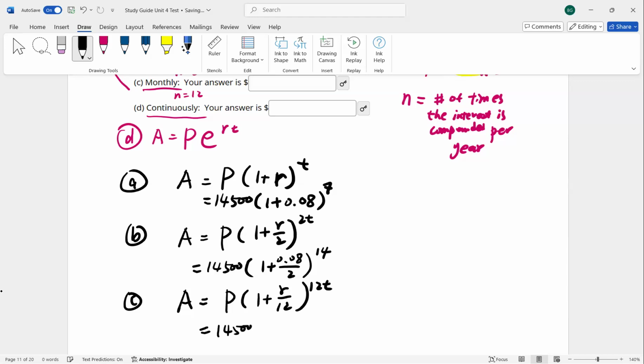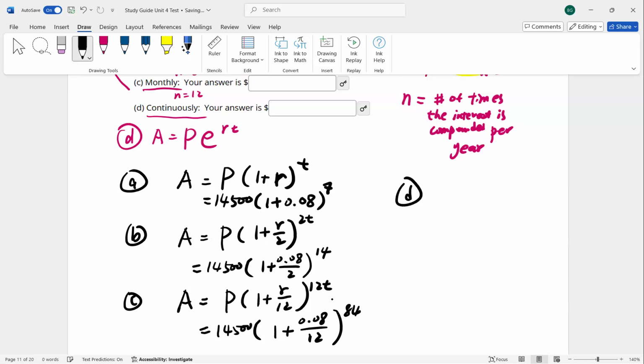Principal 14,500. In the parentheses, we have 1 plus the monthly interest rate. Divide the annual interest rate by 12, we get a monthly interest rate. And then to the power of how many times in total the interest compounded, right? For 7 years, 12 times a year, 12 times 7 is going to be 84. So in total, 84 times. And I believe you can do the calculation in the calculator by yourself.